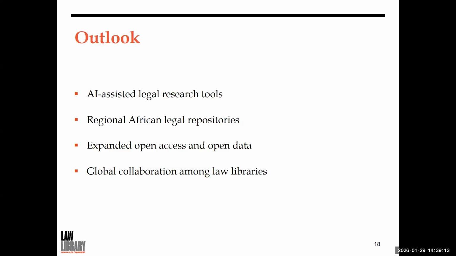Expanded open access and open data, whereby we can advocate for open access initiatives just to make legal information freely available to the public, which will help in improving access to justice. Global collaboration among libraries is an area that will help most of us in the profession, whereby there are international partnerships to facilitate resource sharing, knowledge exchange, and capacity building across institutions.